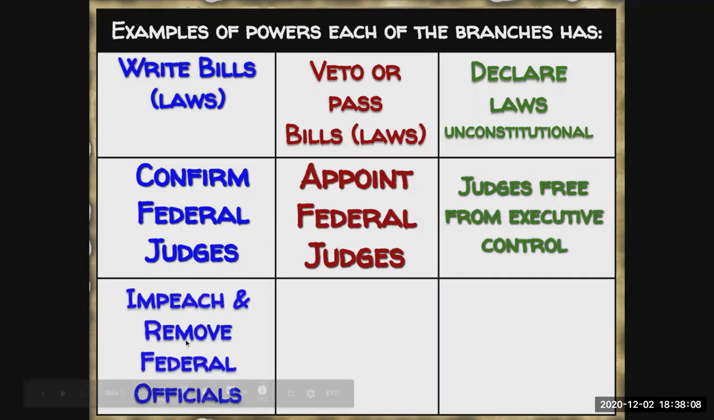Now, the legislature, Congress, can also impeach and remove federal officials from office. This includes the president, any of his advisors, judges who maybe broke the law somehow. So Congress has the power to remove people from the executive branch or from the judicial branch from their office. They hold hearings. And they make a determination on whether or not this person should be impeached.